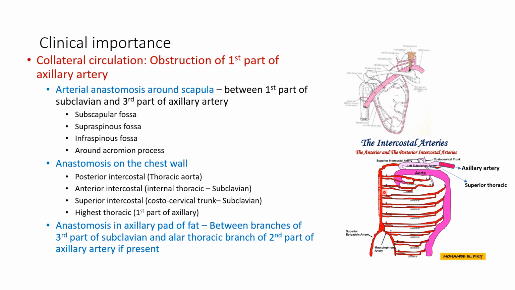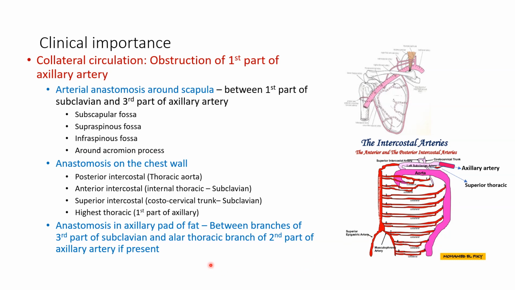are posterior intercostal arteries from the thoracic aorta, the anterior intercostal arteries from the internal thoracic branch of subclavian artery, the superior intercostal artery from the costocervical trunk of subclavian, and the highest thoracic or superior thoracic branch of the first part of axillary. So they anastomose. This is the anastomosis on the chest wall.